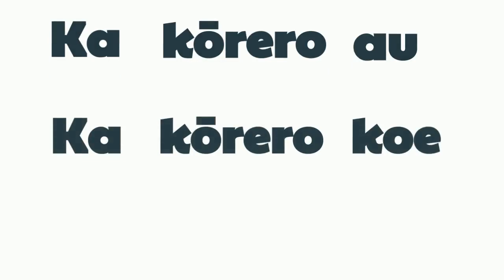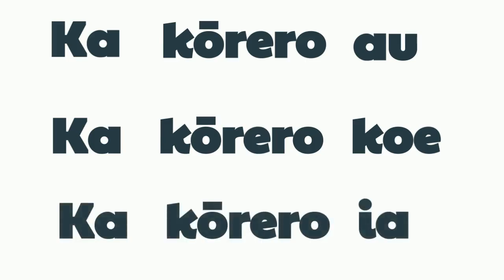Ka kōrero au. I will speak. Ka kōrero koe. You will speak. Ka kōrero ia. He or she will speak. Notice that the verb does not change, no matter who is doing the action.